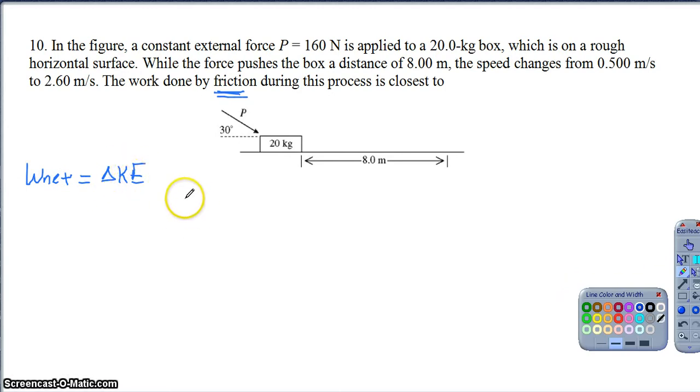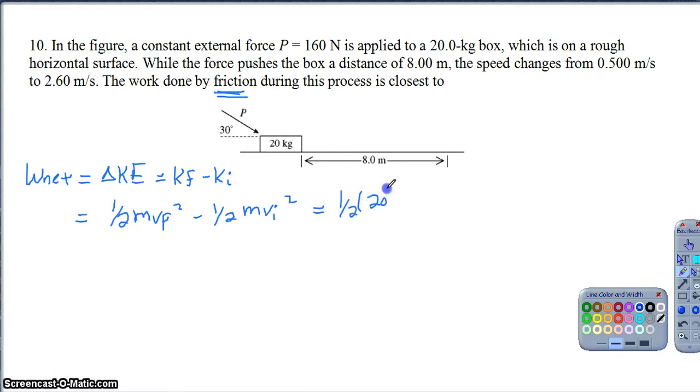Well, I'm going to use that relationship backwards because they give me the mass here to work with, and they give me the initial and the final velocity. So I can find my change in kinetic energy, my final kinetic energy minus my initial kinetic energy. So 1/2 mass times the final velocity squared minus 1/2 mass times the initial velocity squared. Plugging in the measurements, 1/2 of 20 times the final velocity of 2.6 squared minus 1/2 of 20 again times the initial velocity of 0.5 squared.